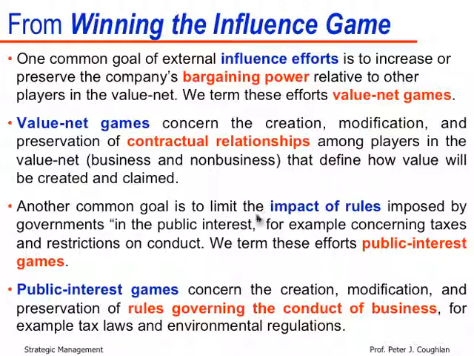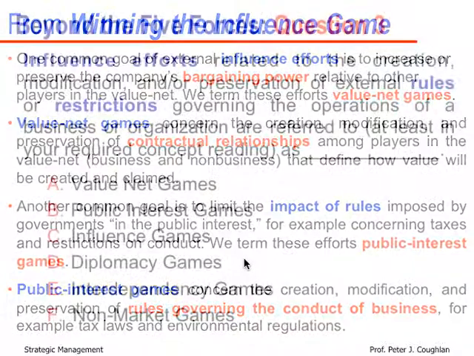Another common goal is to limit the impact of rules imposed by governments in the public interest, for example, concerning taxes and restrictions on conduct. We term these efforts public interest games. Public interest games concern the creation, modification, and preservation of rules governing the conduct of business, for example, tax laws and environmental regulations. So one is to influence bargaining power among the players in the value net. That's called the value net game. And the other type of influence game is called a public interest game, and that's about influencing the rules and regulations.